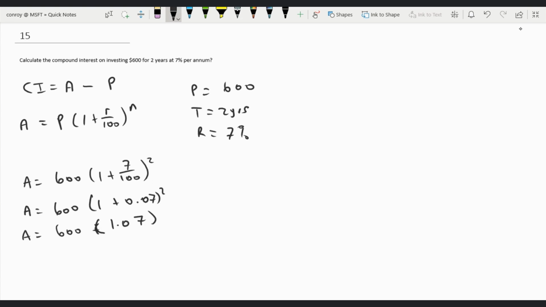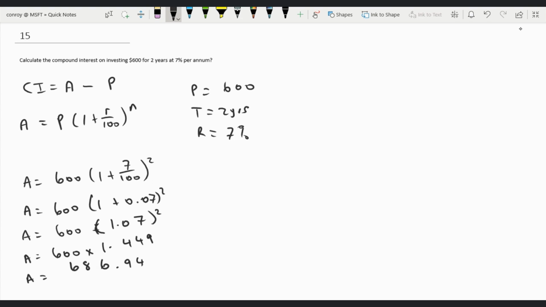After we add the 1 plus 0.07, we get 1.07. We're still going to apply this in the bracket, then we raise it to the power. Let's raise it to the power first, my apologies, the exponent, and then we multiply the term by the bracket. After we square this in the bracket, we get 1.449. This would be a multiplication, so A would be equal to 686.94.